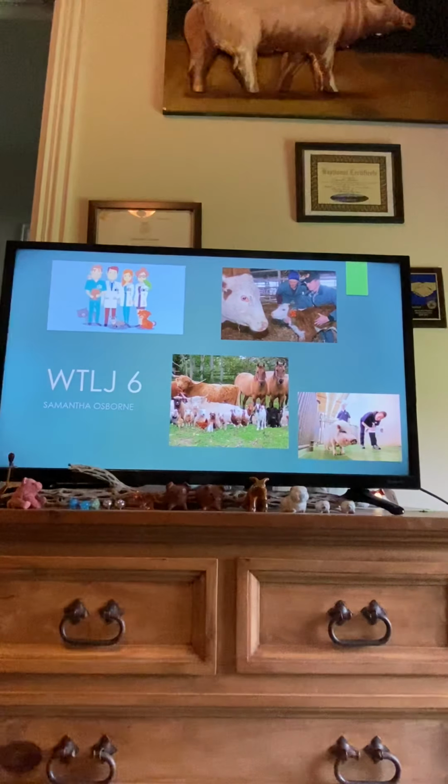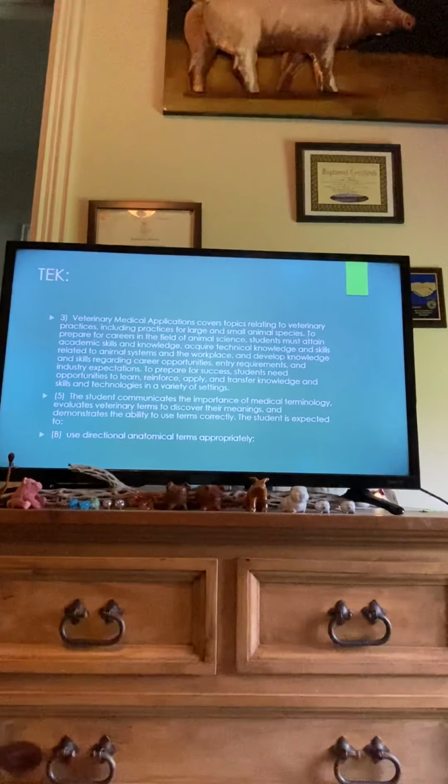Introducing technical vocabulary. Let's begin with my TEK. This TEK is for veterinary medical applications. Veterinary medical applications covers topics relating to veterinary practices, including practices for large and small animal species.